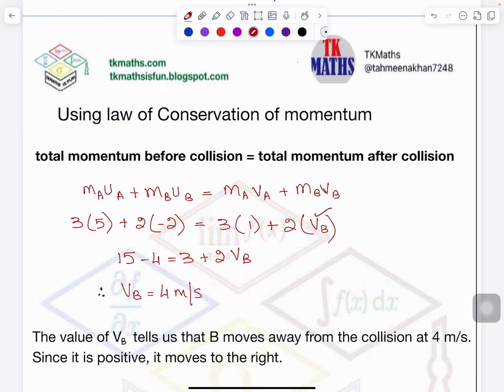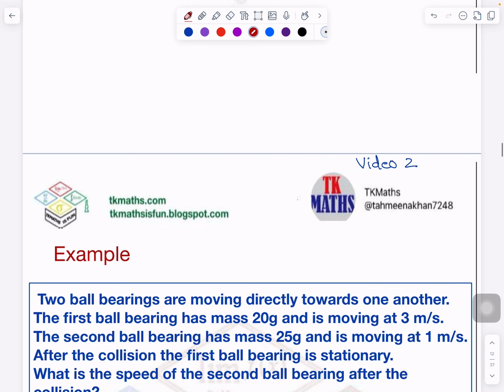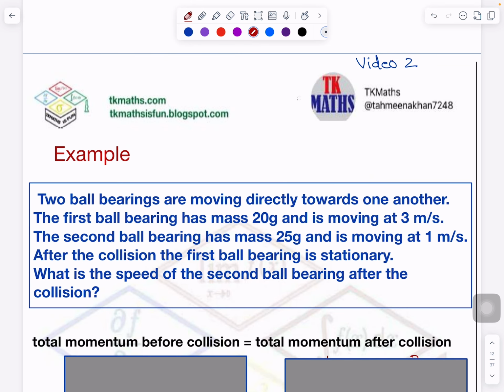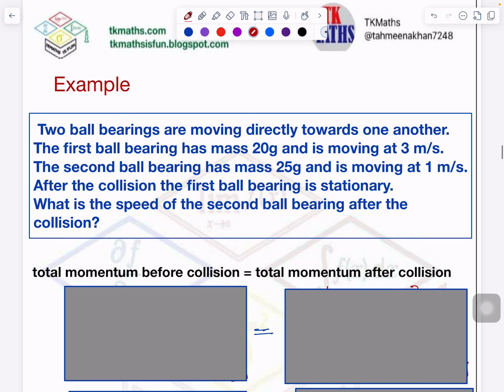So now the value of ball B tells us that B moves away from the collision at 4 meter per second. Since it is positive, it moves to the right. So this is how you will interpret it. What is the value V of 4 representing, right? So this is how you will interpret it. Let's see another example. And if you want to put the video on pause and try out this question yourself, it would be wonderful.